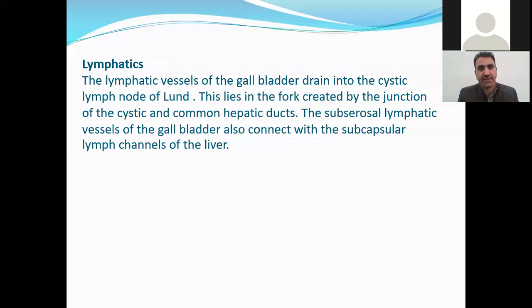Regarding the lymphatics of the gallbladder, the lymphatic vessels drain into the cystic lymph node, called the lymph node of Calot. This lies in the fork created by the junction of the cystic duct and common bile duct. The subserosal lymphatics of the gallbladder also connect with the subcapsular lymphatic channels of the liver.